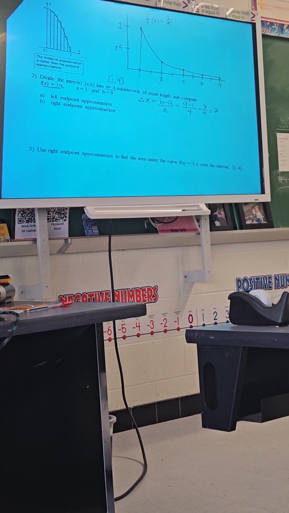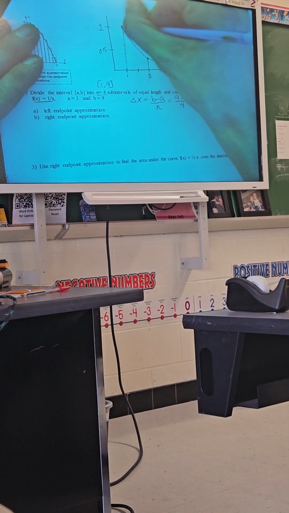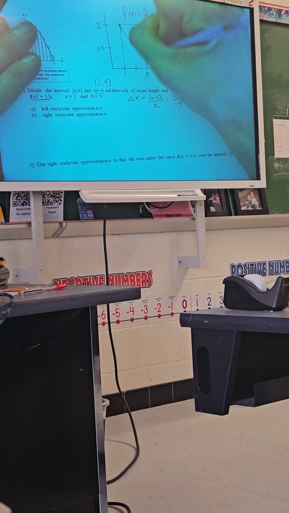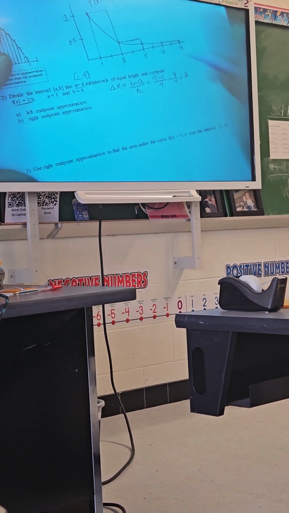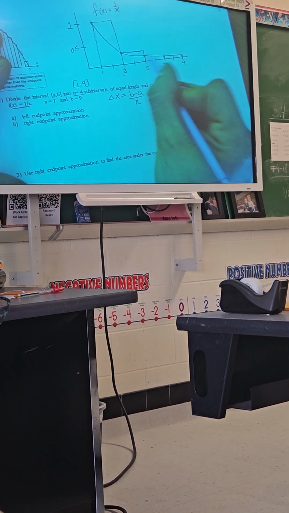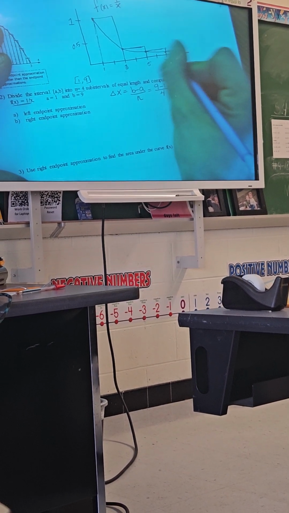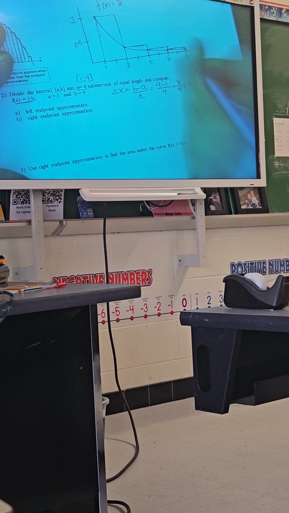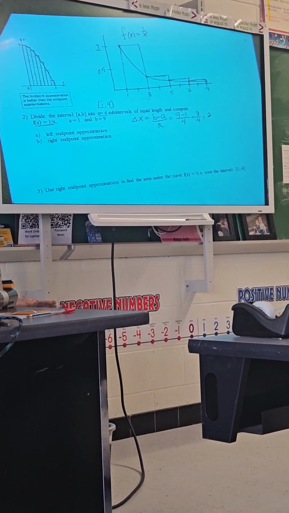Left endpoint. Let's do the left endpoint approximation. So I need to make rectangles. These 4 rectangles, and each of them, the left corner has to hit the graph. Left corner, which ends up being an over approximation.